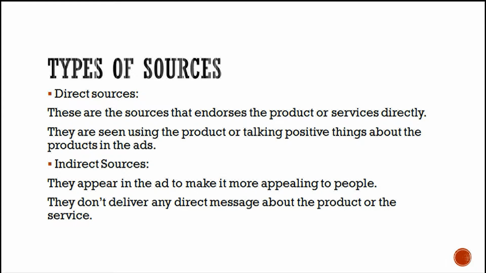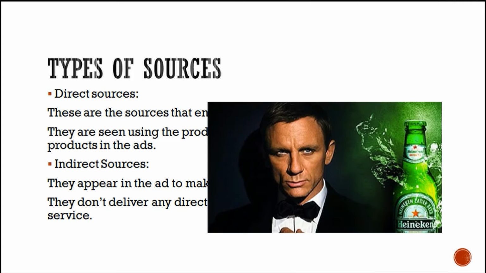In case of indirect sources, the sources just appear in the ad. They don't talk about the product or vouch for anything. In case of indirect sources, the sources are mostly celebrities. The example of Daniel Craig is proper also here. James Bond does not tell you anything about the beer. He just appears in the ad to increase the value of the brand.